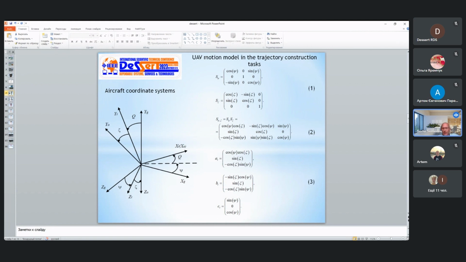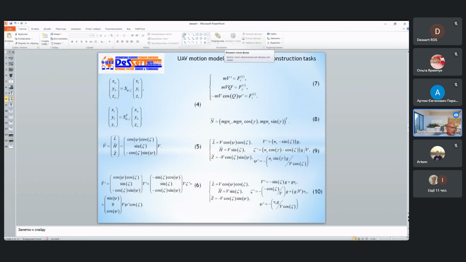Accordingly, we have form number 4. Using the basis of vector 3 and expression 4, we can determine the characteristics of the UAV motion as a material point. It should be noted that it is determined by its kinematic characteristics such as position, velocity, and acceleration.